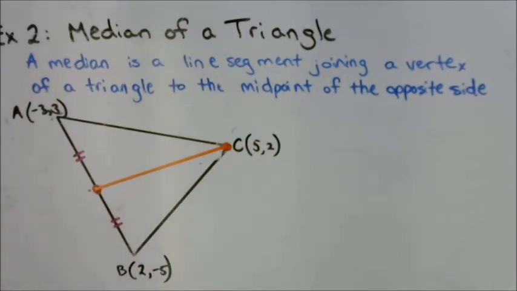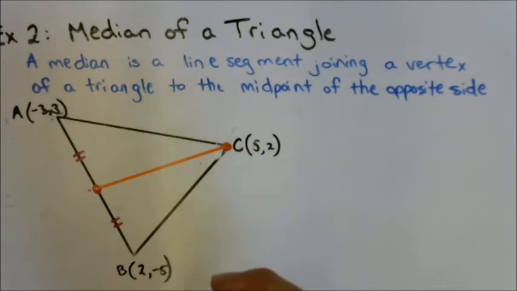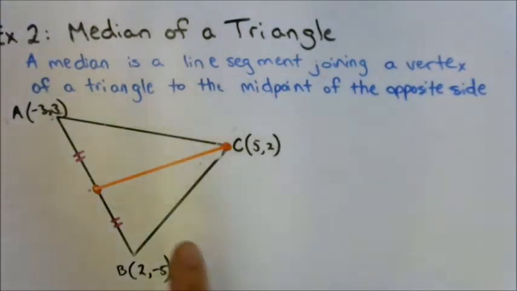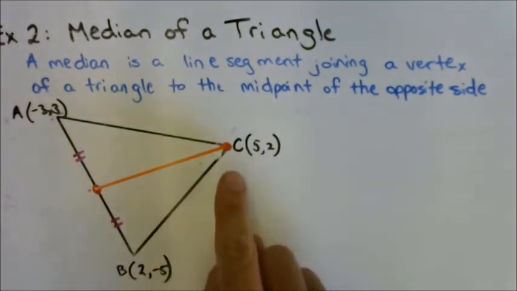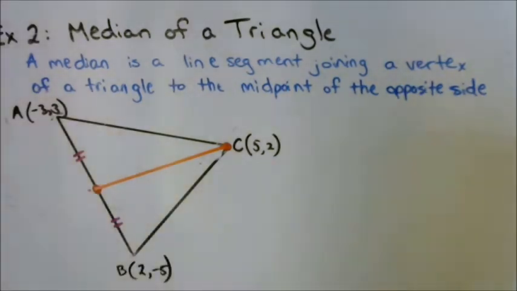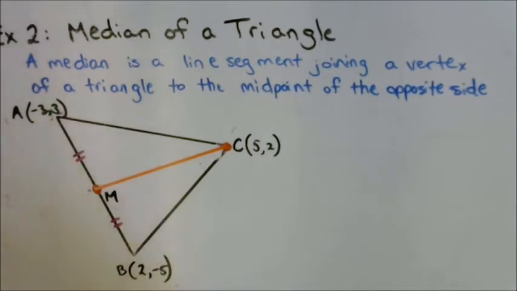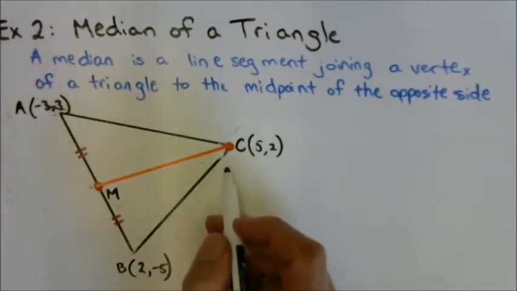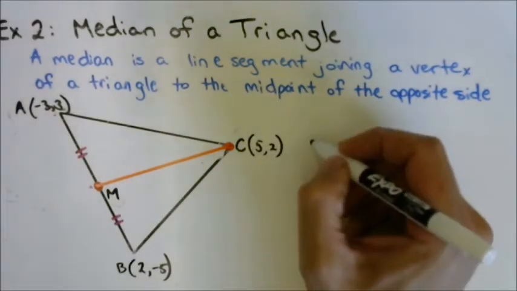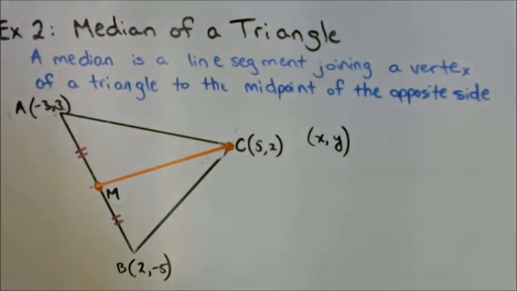Well, in order to find an equation for that line, I need the slope and the y-intercept, right? It's going to be a linear equation, y equals mx plus b. Before I can get the slope, I need 2 points on the line. Well, we know that my second point is going to be right here. M, the midpoint of AB, is going to be the second point on my line. So our first step then is to find the coordinates of point M.